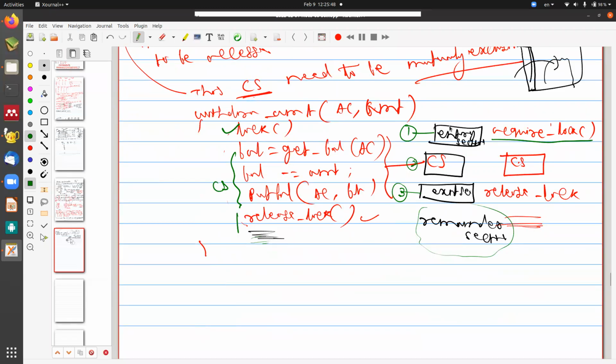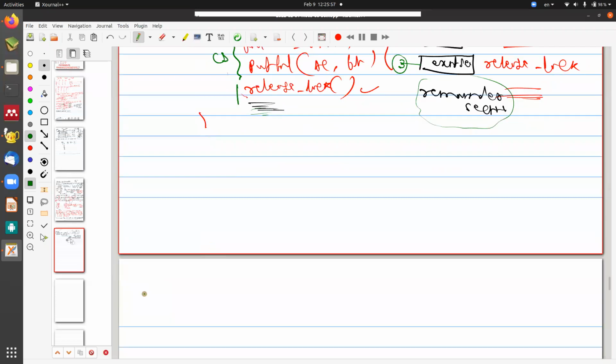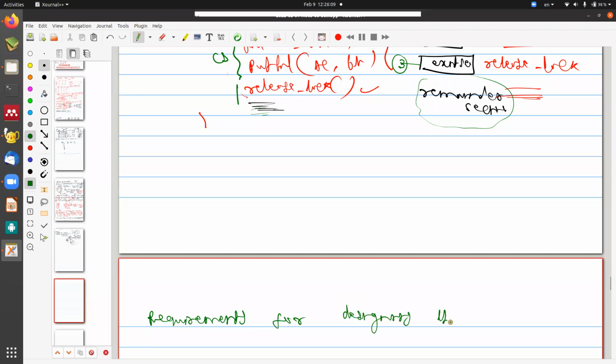But before learning acquiring and releasing the lock, a few requirements are there. These are the requirements for designing the critical section. What things have to be satisfied when you write code for the critical section? Think of a person working in a company preparing software for banking transactions. Definitely he has to go through all these things, otherwise he cannot do anything.